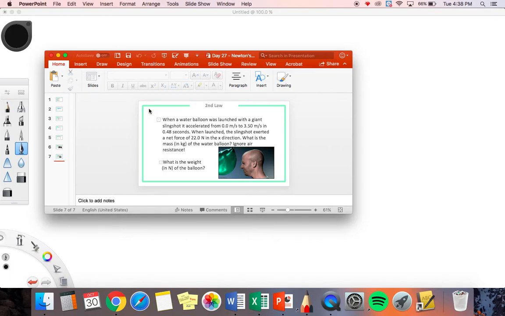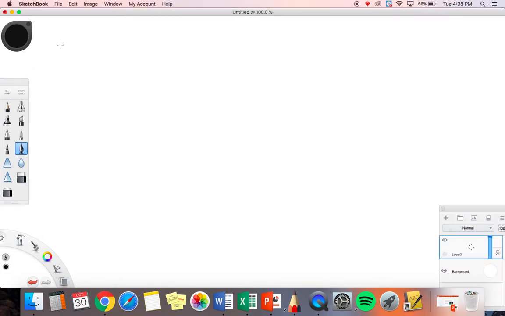And in this problem, we are going to ignore air resistance. Then, afterwards, we are going to determine what is the weight in newtons of the water balloon. So it is a two-part problem. Let's start out with the first part. With second law problems, you always want to draw a free body diagram, then solve for the net force, afterwards solve for your own equation, and finally, just solve the problem.